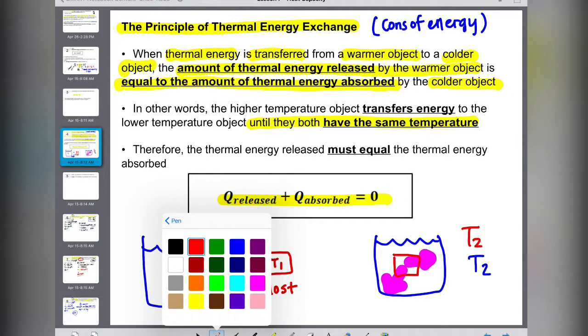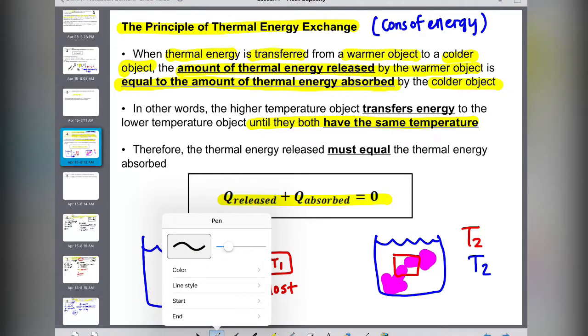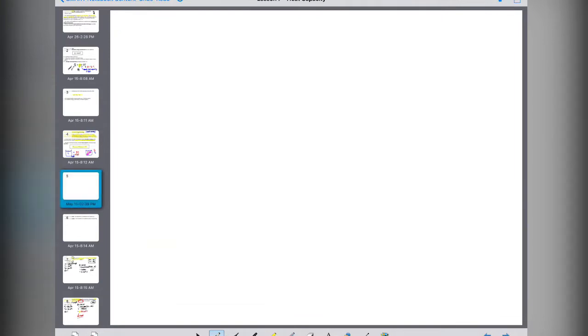I like to write it another way, so I'm just going to get another page. This is how I would write it. When I do this kind of work, I will always do the hot object and then the cold object in two different colors or in two different columns. And the equation that I would use is the hot object will lose, right? So we will write the Q loss. So I'm just going to change the color back to red.